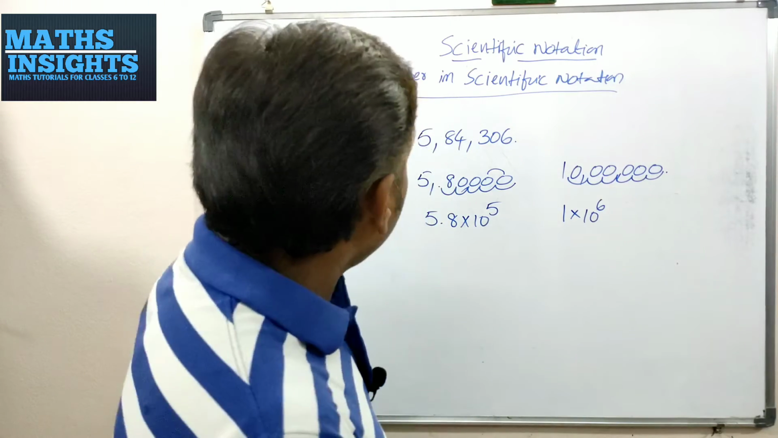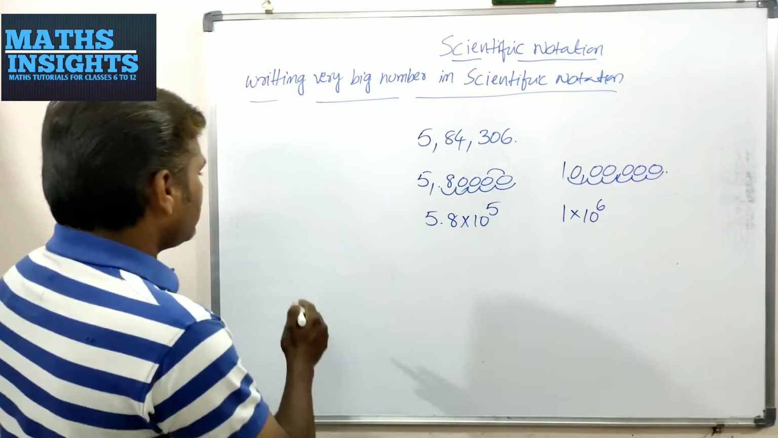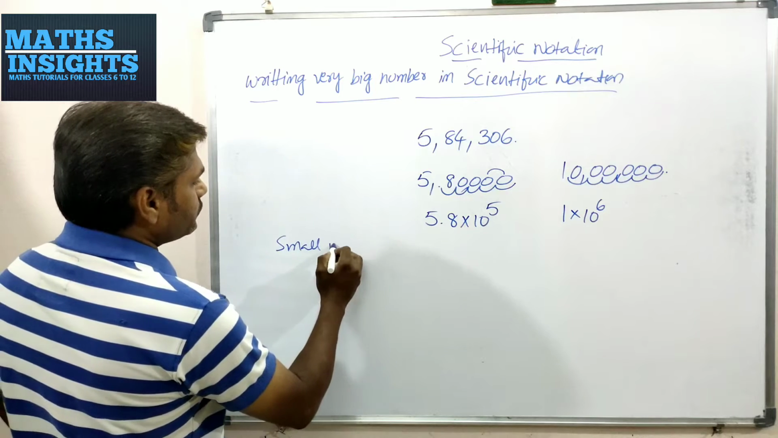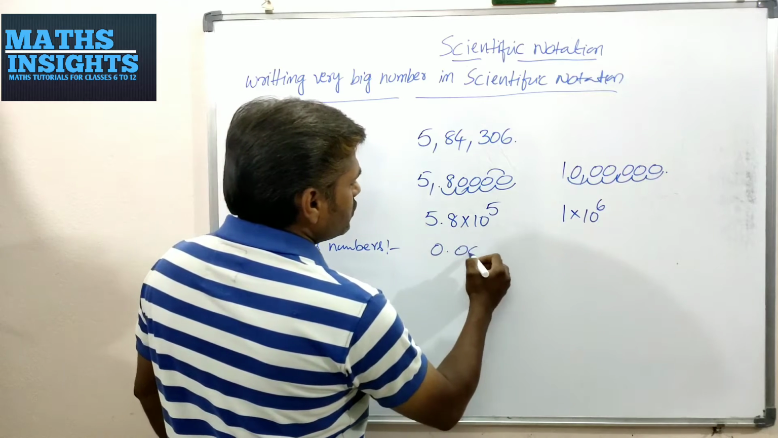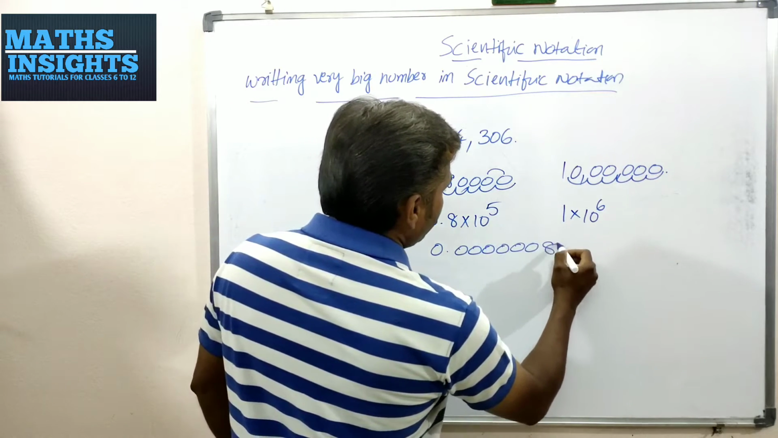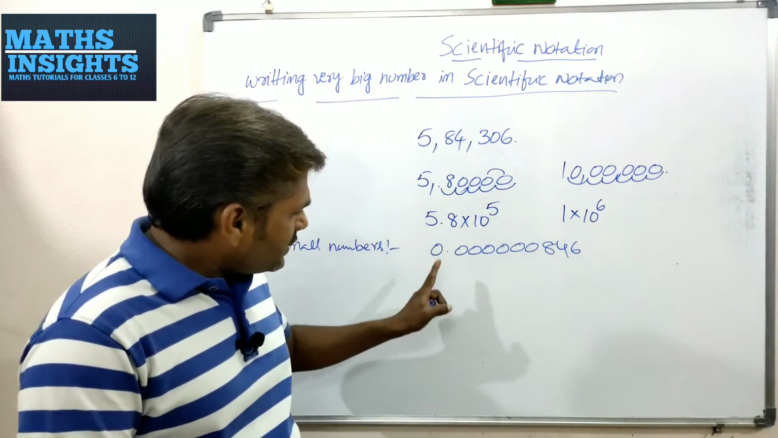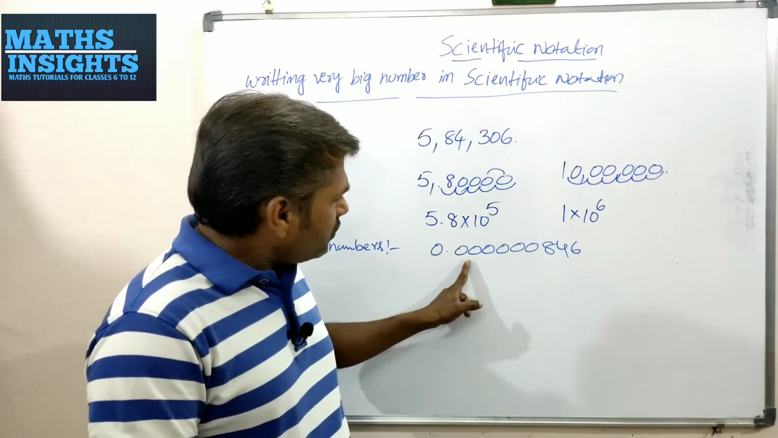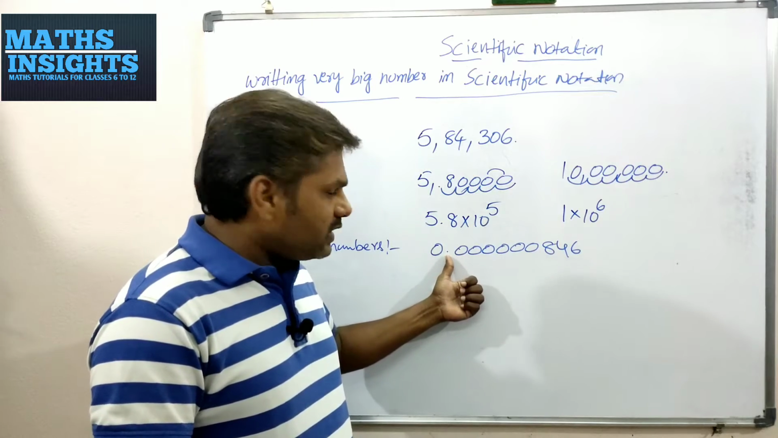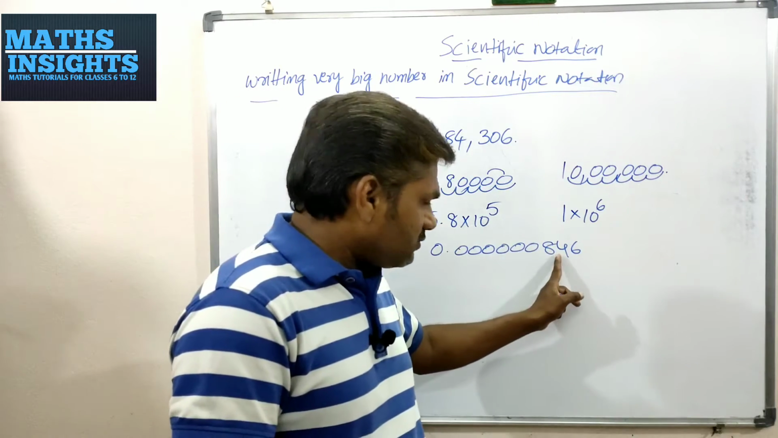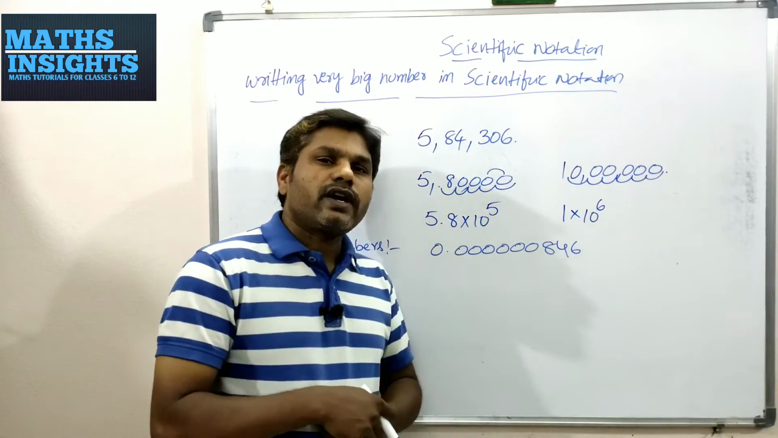Now I am going to explain how to write a very small number in scientific notation. Small numbers. I am taking for example 0.000000846. Actually, in this very small number, the decimal point is here. I don't want to write all these zeros so many times. So I will move this decimal point here, 8.46, which will be very convenient for me to write the number.